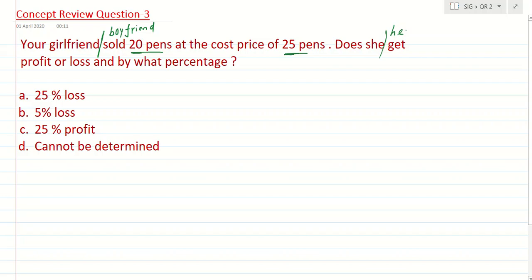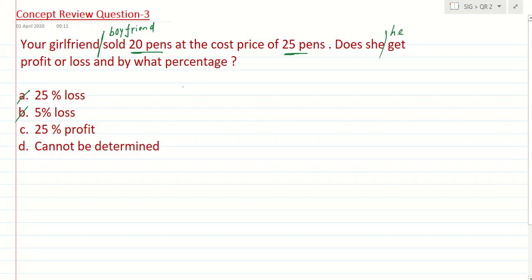For sure it is a profit, correct? So options A and B we can eliminate, because I'm selling 20 pens at the cost price of 25 pence. So of course it's a profit. Now how do I solve it? But remember, we also have option D. This is very important to understand how to solve it.